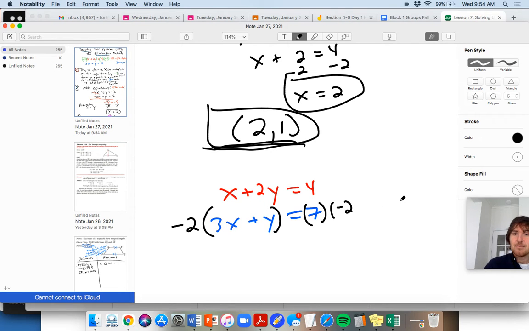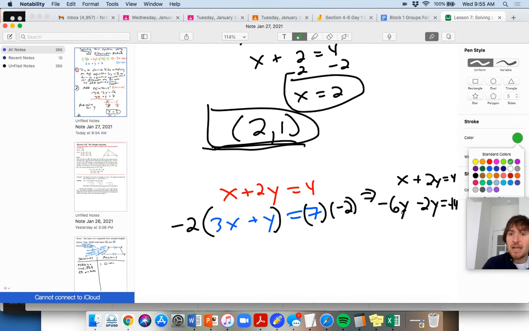And then my equation would become this, right? Negative 6y minus 2y equal to negative 14. Because this is negative 2 times 7, that's negative 14 here. And now if I just bring this other equation over here, x plus 2y equal to 4, now I can eliminate.